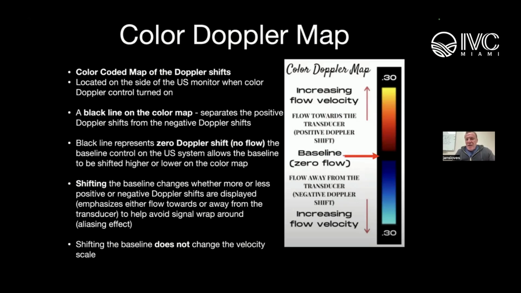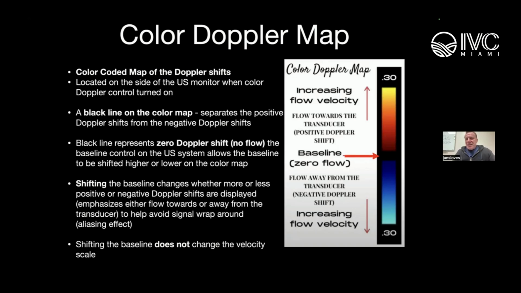So the black line on the color map basically separates the positive Doppler shifts from the negative Doppler shifts, right? It also represents that there's a zero Doppler shift when we have black, right? There's no flow going on whatsoever. Now, we also have the ability to change the baseline of this, and we can either shift it up or we can shift it down. Okay. And this is going to depend on exactly what we're doing.